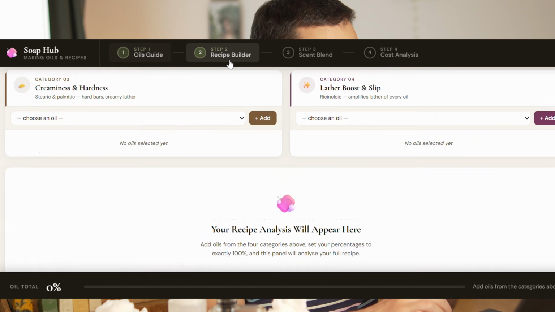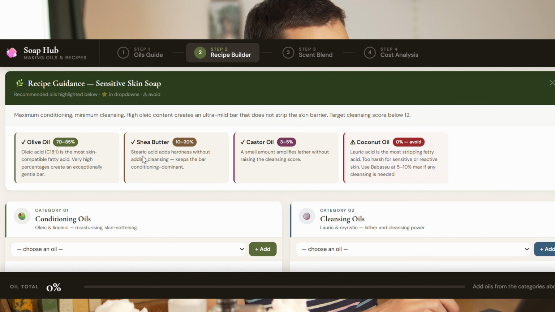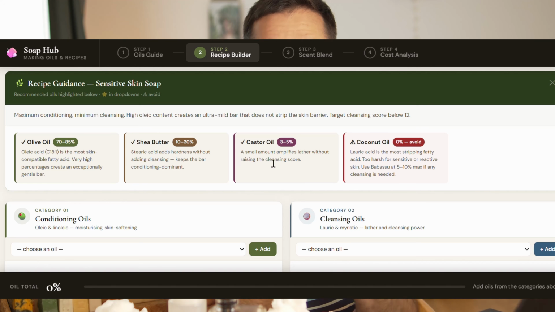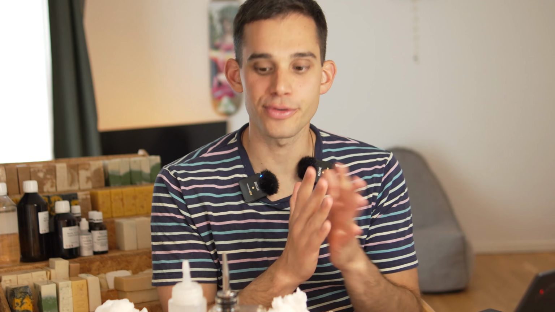Let's go back to the sensitive skin soap. You have olive oil, shea butter, and a bit of castor oil helps, but not too much because it can make your whole formulation too sticky, because castor oil is very thick. And then coconut oil, you can either minimize it or avoid it completely. It's better to avoid it completely if you have very sensitive or dry skin, because coconut oil will dry out your skin. So this is an example of how you can use those 4 oils to make sensitive skin soap.